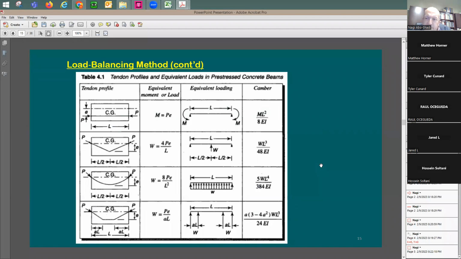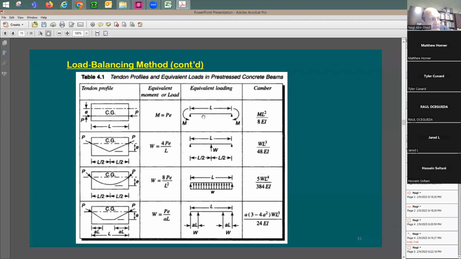All right, now in the load balancing, we have some pre-solved problems for you, and you have a table for it. If you put the cable to be straight, your moment here is going to be equal to P times E, pre-stressing times E. It's going to be just straight.